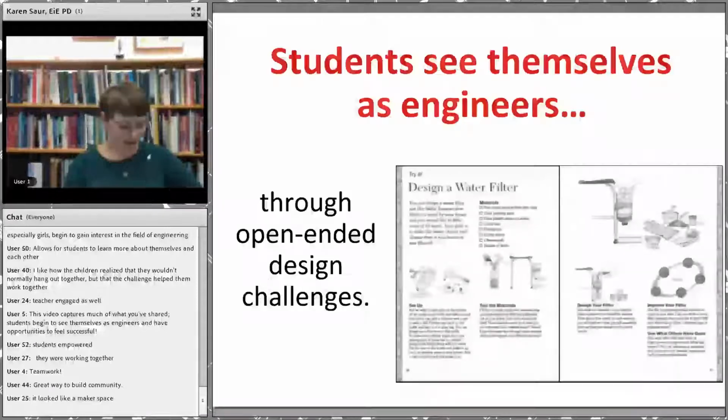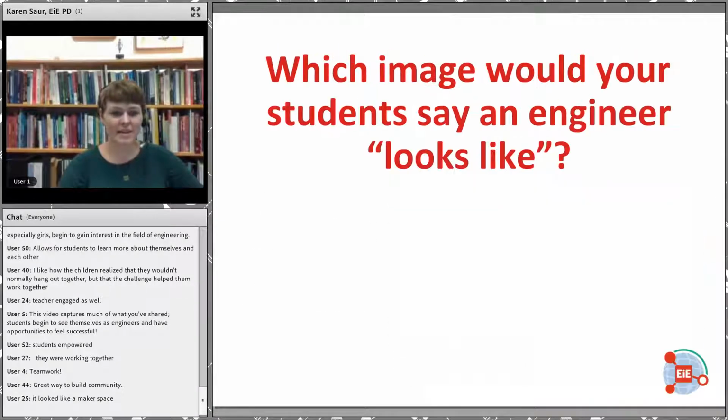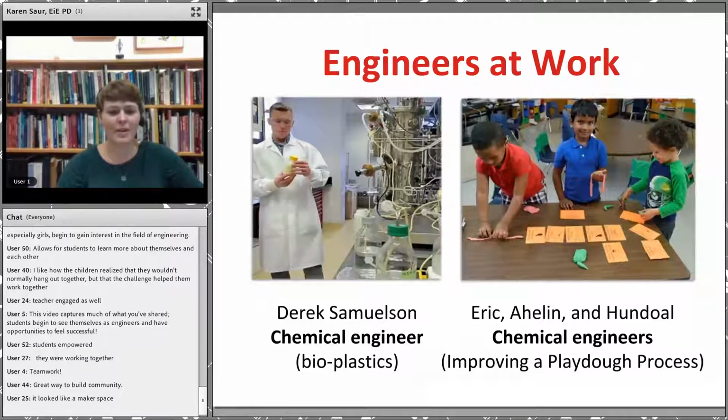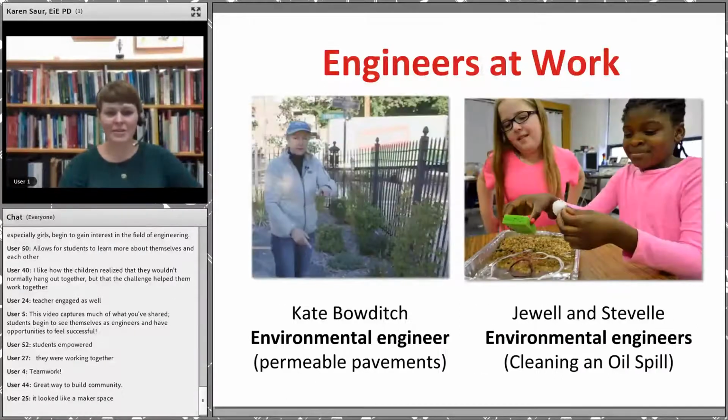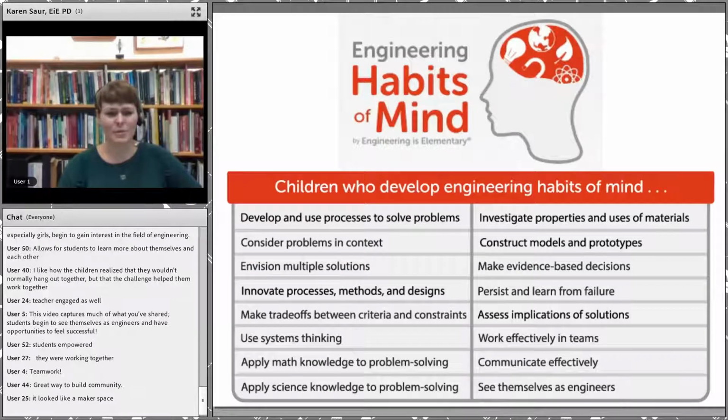So moving on, something else you might have noticed in the video, and you mentioned a lot of them, is the students were really, oh here, sorry, let's backtrack a second, just so I can identify who those engineers were in those pictures. So Derek Samuelson was our chemical engineer on the top picture. And then just below him, we had some chemical engineers working on improving a Play-Doh process. So we can see that we have our adult chemical engineer and our student chemical engineer. And then in the top picture on the right-hand side, we had our environmental engineer who works on permeable pavements. And then our students working on cleaning an oil spill as environmental engineers as well. So not only are they all engineers, they're engineers in similar fields as well, which is great.